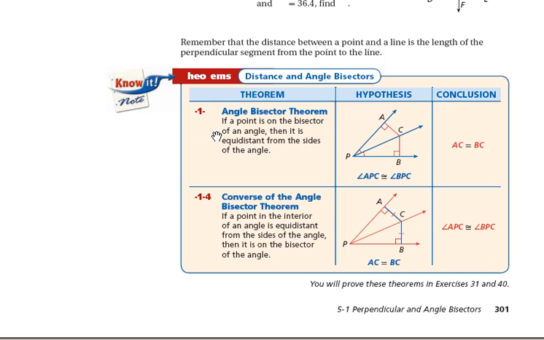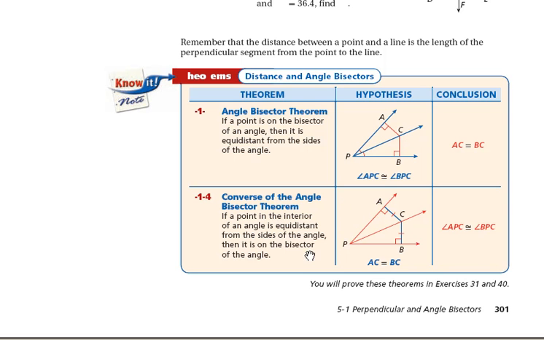First of all, the angle bisector theorem. It says if a point is on the bisector of an angle, again, bisector meaning that we're cutting that angle in half. So this is our big angle, and we're cutting that angle right down the middle. Then it is equidistant from the sides of the angle. So in other words, we take a point C and we drop it down to both sides of that big angle. Those two sides are going to be the same, AC and BC.